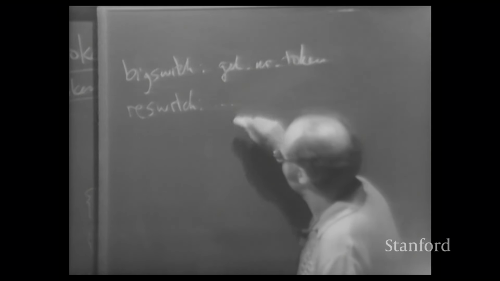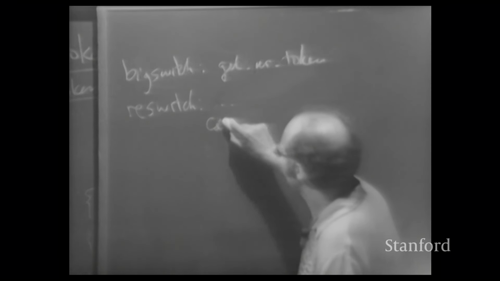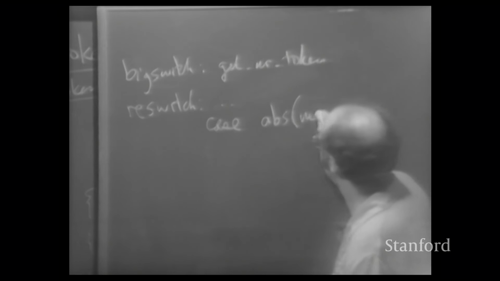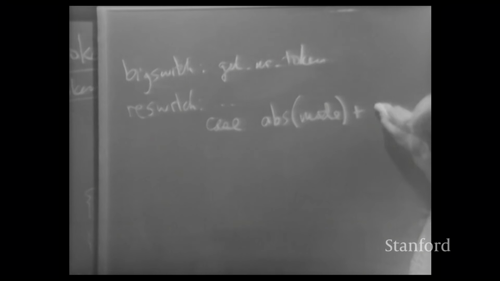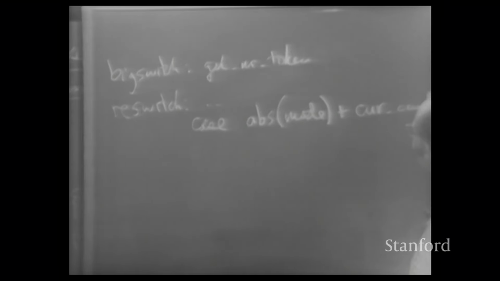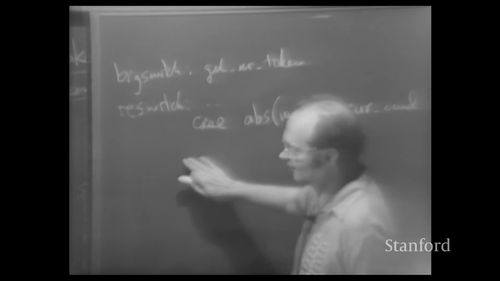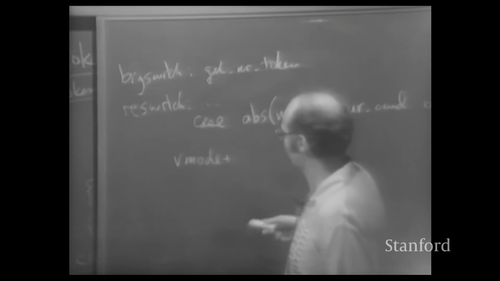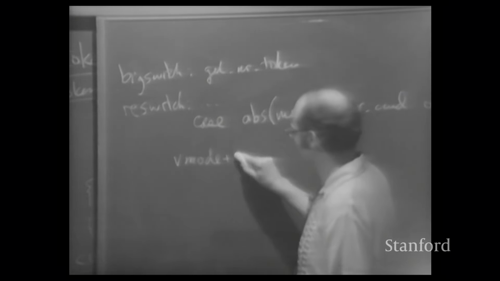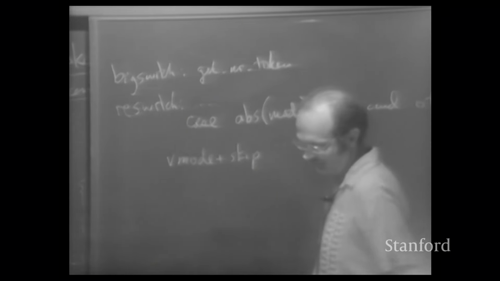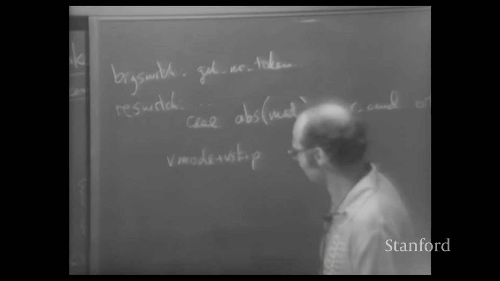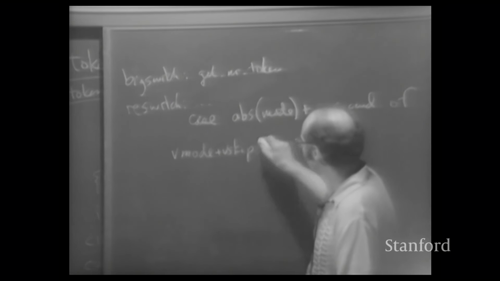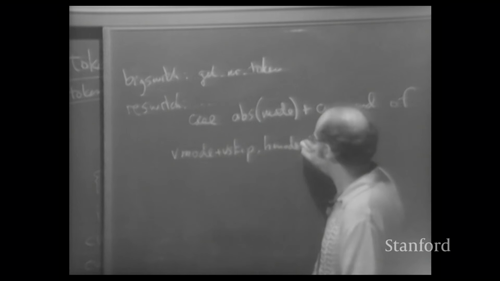But except for this diagnostic information, then it's a big case, and it's case abs of mode plus cur command of. And then we have a bunch of things that will be like vmode plus vskip, say, for a vskip that occurs in vertical mode. And hmode plus hskip might be another case.